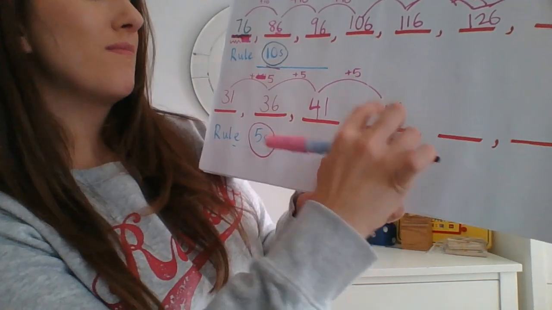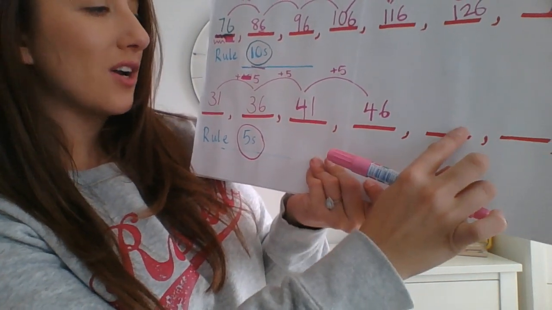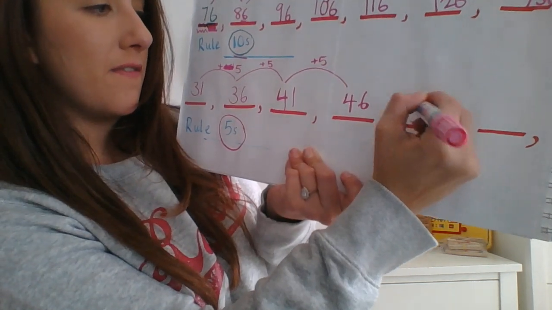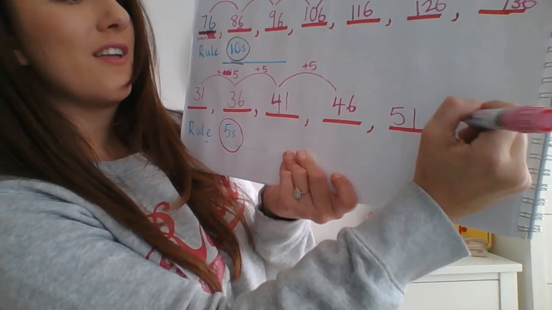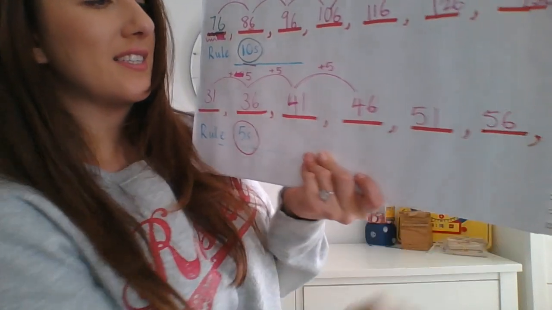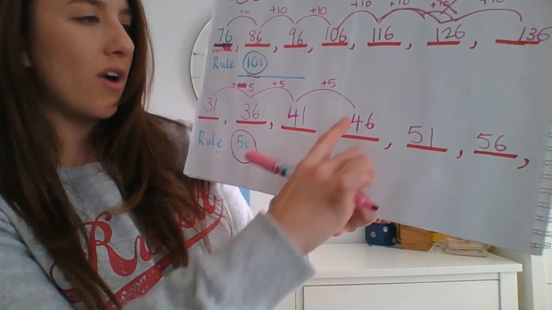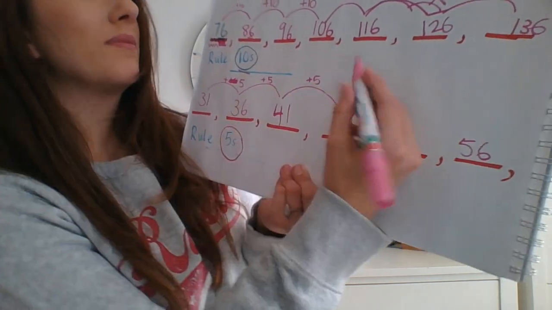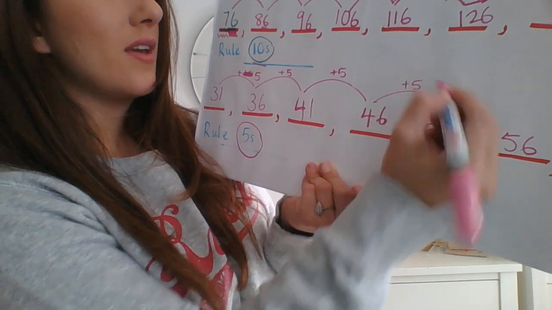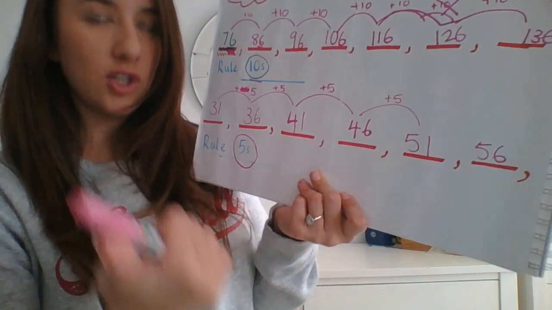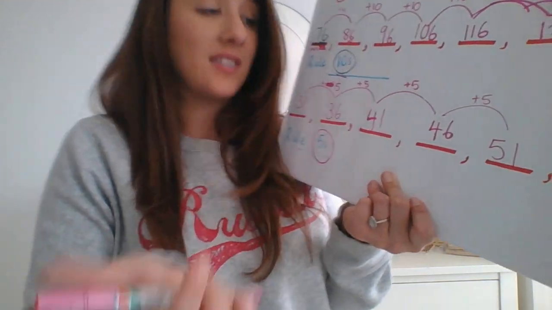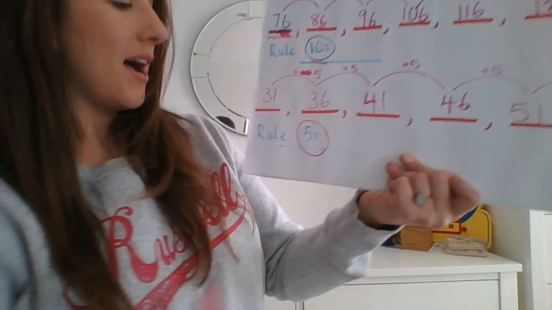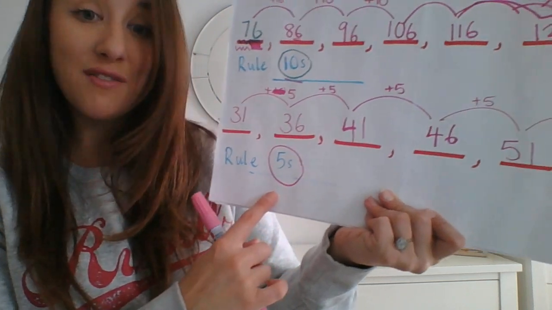So it goes 46. I know that 5 more is going to have a 1 in the column, and it's going to have to be 51, then 56. Let's check if I was right. 46, 47, 48, 49, 50, 51. Yep. And 51, 52, 53, 54, 55, 56. So I have just completed a skip counting pattern by fives.